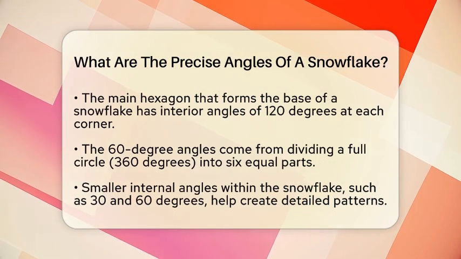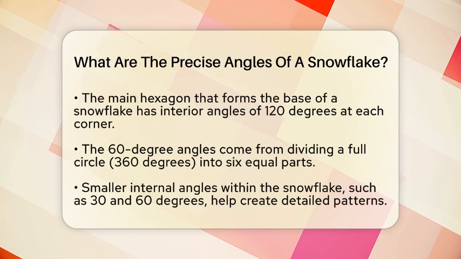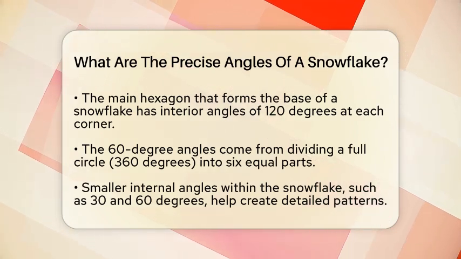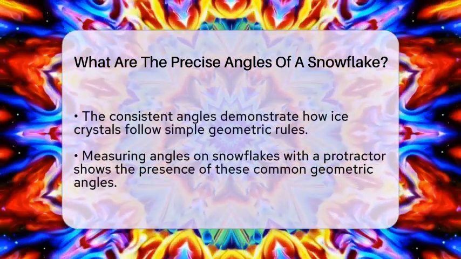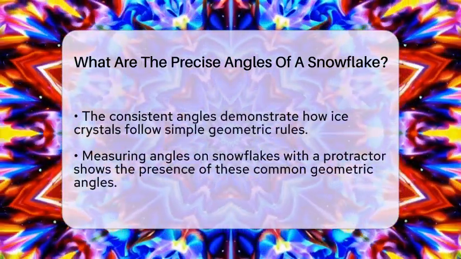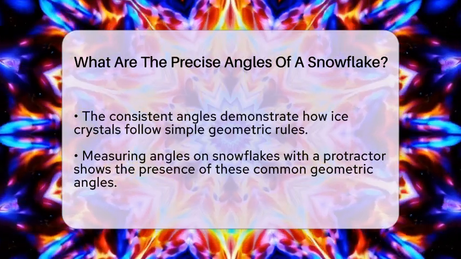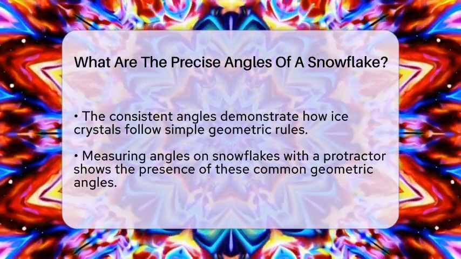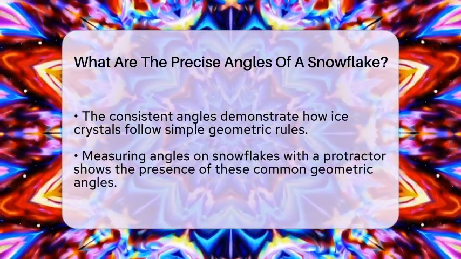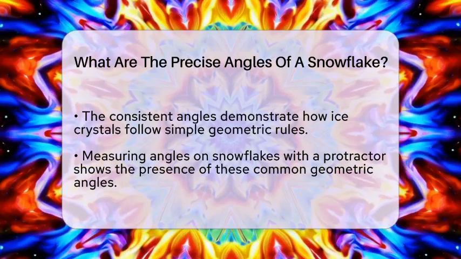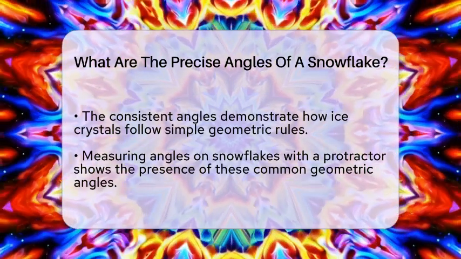The interior angles of the main hexagon, which forms the base of the snowflake, are 120 degrees. This means each corner of the hexagon has an interior angle of 120 degrees, which is typical for a regular hexagon. If you look at a snowflake closely or even make paper cutouts, you can measure these angles with a protractor. The consistent presence of 60 and 120 degrees shows how the natural structure of ice crystals follows simple geometric rules. These angles help explain why snowflakes are so symmetrical and why they grow in such beautiful, intricate patterns.